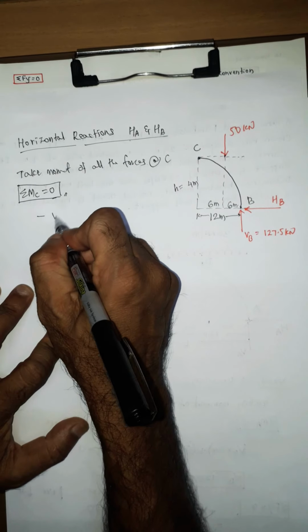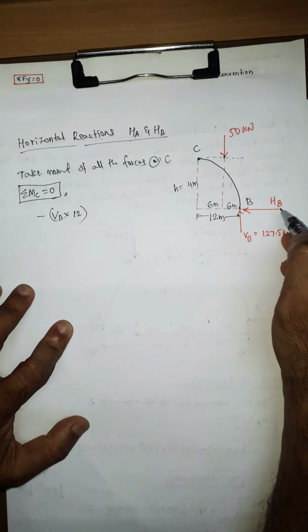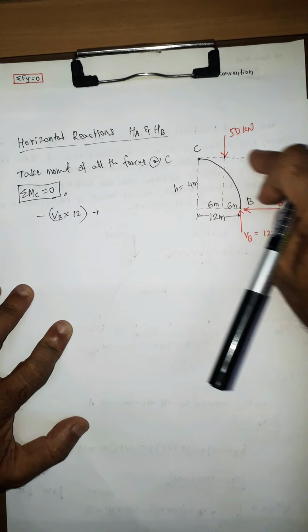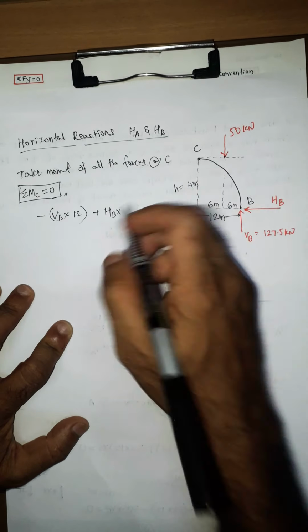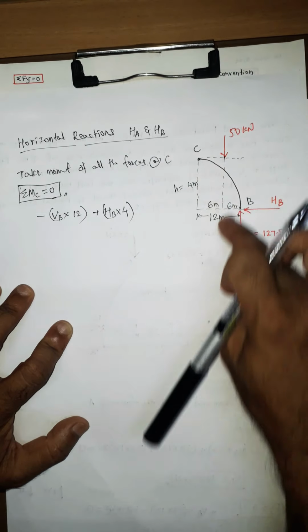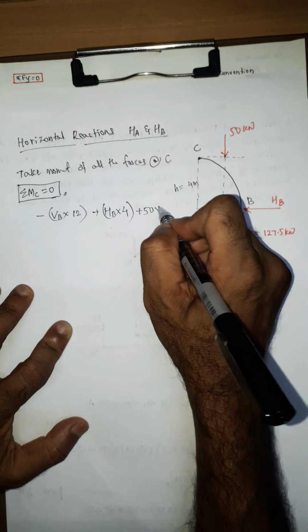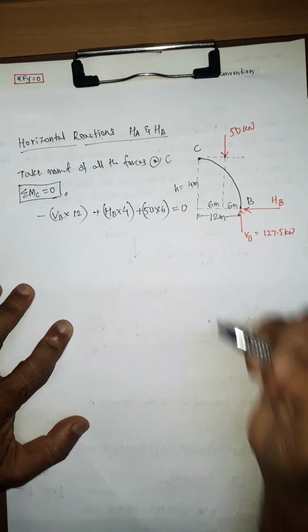So now let us take first VB. With reference to C, this will be anti-clockwise. So minus VB into perpendicular distance, 12 meter. Then HB, this is plus with reference to C, this is going to produce clockwise. So plus HB into perpendicular distance, 4 meter. And with reference to C, the point load is also going to produce clockwise, so plus 50 into 6. So this is summation MC, equal to 0.